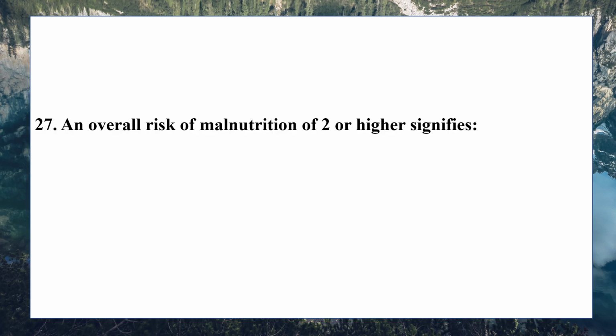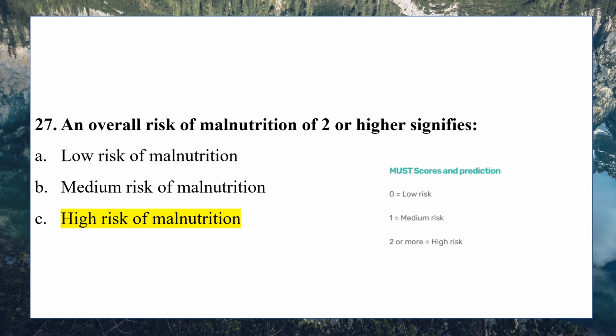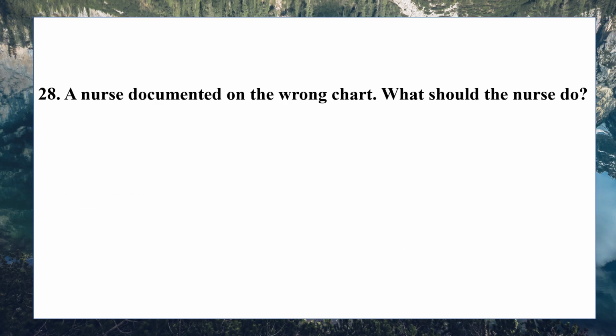An overall risk of malnutrition of 2 or higher signifies: Option A. Lower risk of malnutrition. Option B. Medium risk of malnutrition. Option C. Higher risk of malnutrition. Answer is C. High risk of malnutrition.